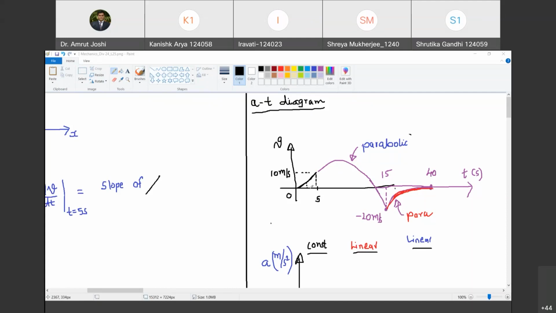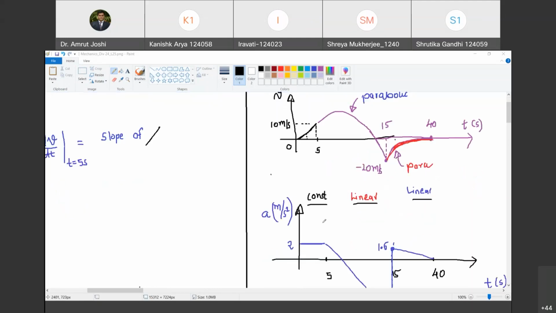Yes, sir. What is the slope of this line? Delta v upon delta t. Delta v is 10, delta t is 5, 10 by 5, 2. So I know that the acceleration time diagram varies as a constant, and that constant acceleration will be 2. Are you with me? Yes, sir. So you have to understand that from 0 to 5 seconds, the particle or body performs uniformly accelerated motion. Do you agree with me? Yes, sir. So what do we call this? Uniformly accelerated motion.